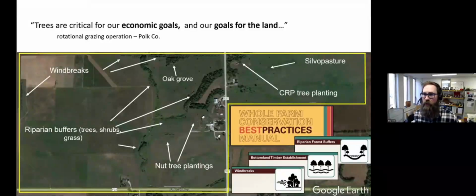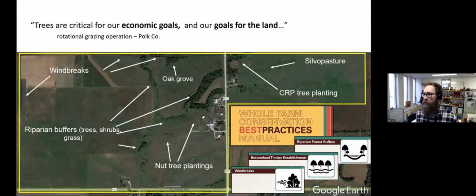I want to start off with this. I usually start off with this in many of my talks, but a foundation of my extension and research programs is simply this. Trees are critical for the farm enterprise in Iowa. They add value to the farm enterprise. They add value to the landscape, the agricultural landscape. This is a cool quote from a rotational grazing operation in Polk County, critical for their economic goals and their overall goals for the land.